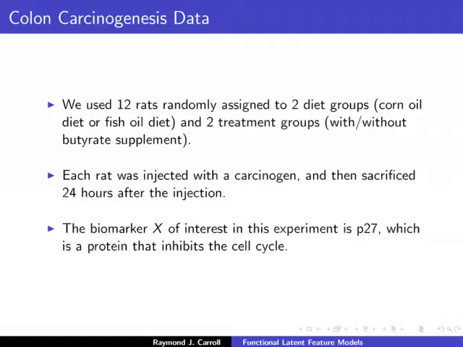And so these data sets, when you're actually dealing with mammals, tend not to be massive, because rats cost a lot of money. You can go out and buy a little rat, that's okay, but it's the care and feeding of the rat that costs a lot of money. So what I've got is a data set where I've got 12 rats that were assigned to two diet groups and two treatment groups.